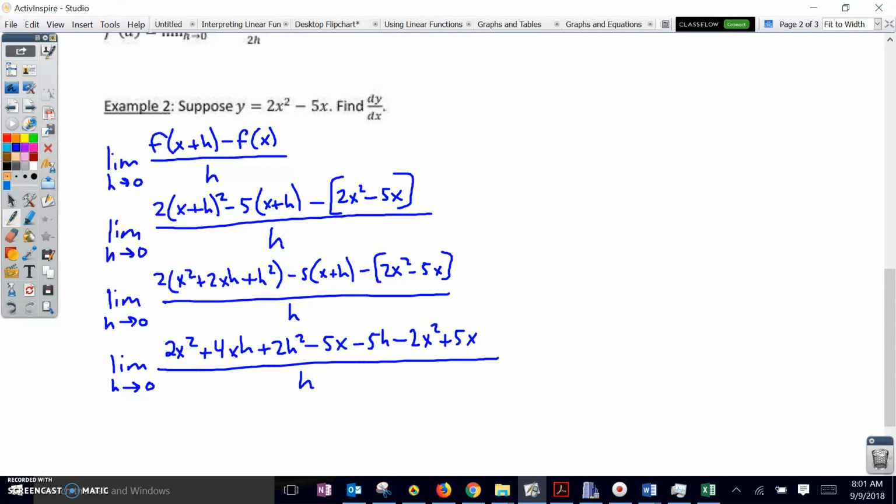And you should be seeing a fairly similar pattern happen with these limits of difference quotients. You're going to have things that cancel out in the numerator. And once I've canceled those things out, everything else should contain an h. And so I've got the limit as h goes to 0 of 4xh plus 2h squared minus 5h all over h. I'm going to factor an h out in the numerator.